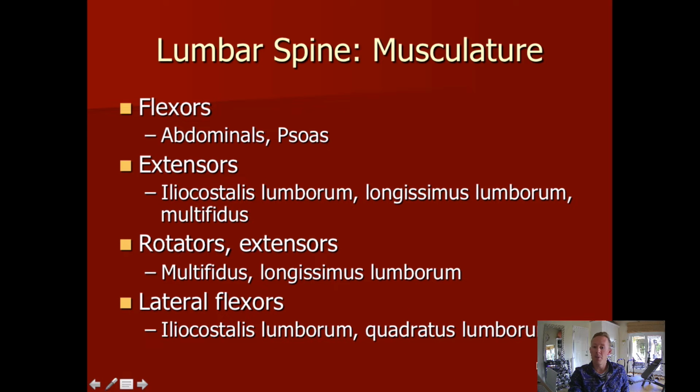Quadratus lumborum is similar. This is one that is thought to be involved with many cases of low back pain, but it's also an important lateral flexor. So we can train this muscle with things like side planks and farmer carries and things like that. So just kind of a general breakdown by muscle action.